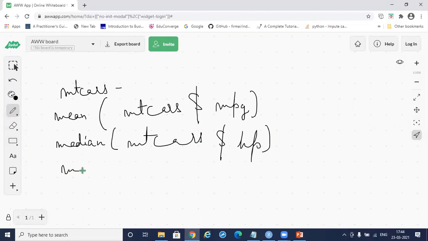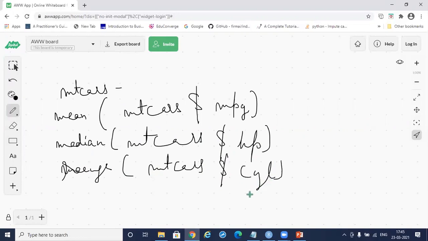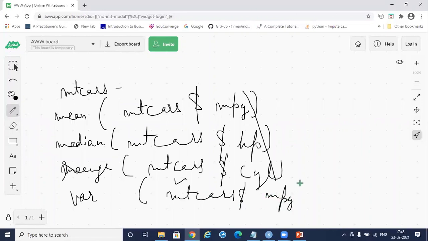Now suppose here I want to find out the range of mtcars dollar, any particular column such as cyl. In this way you can just give the name of the data frame and the corresponding column one has to give with the dollar sign. Suppose here I want to find out the variance of mtcars dollar mpg, even I can find it out, that we can do it here. Standard deviation, I want to find it out, mtcars dollar mpg. So standard deviation is going to be found internally.